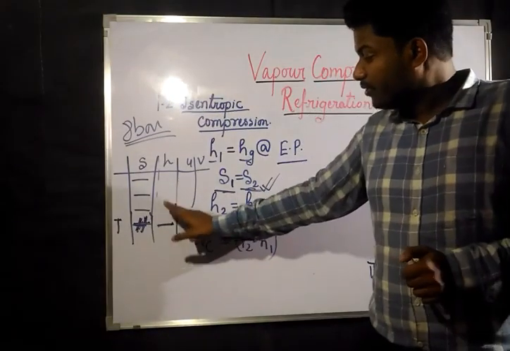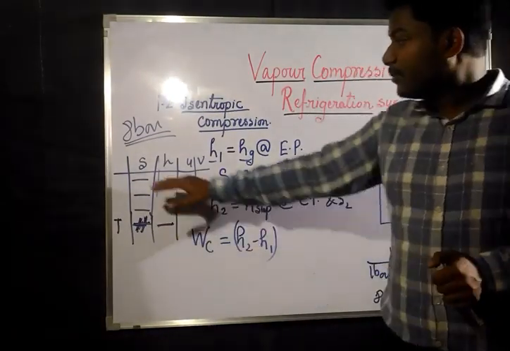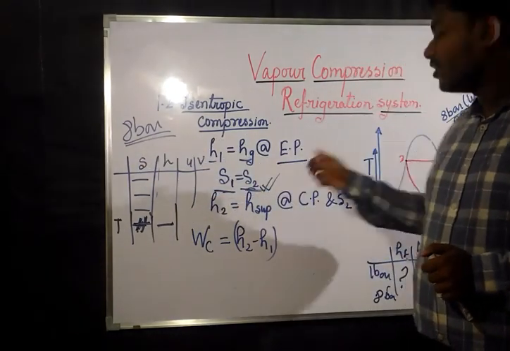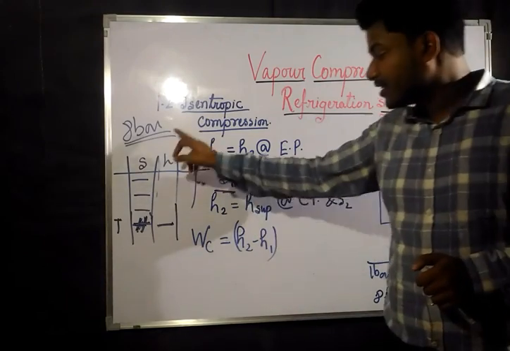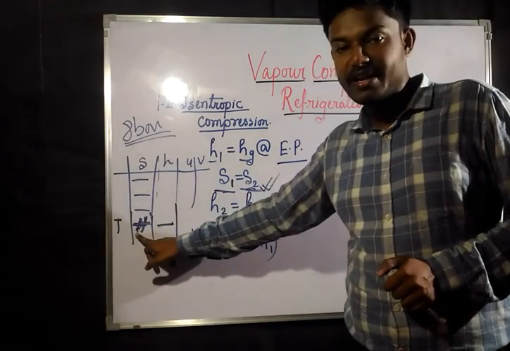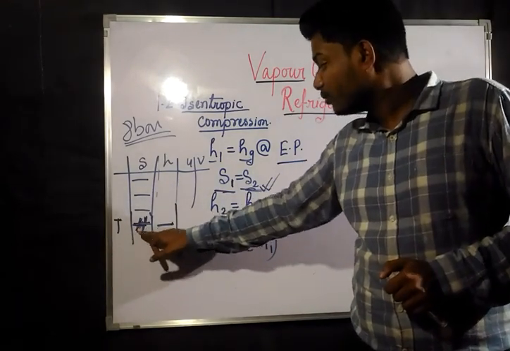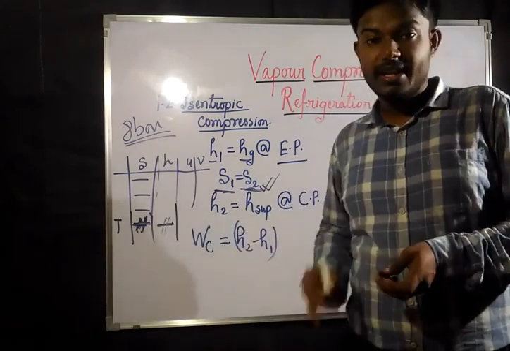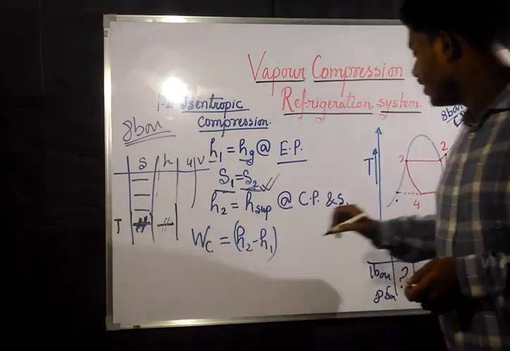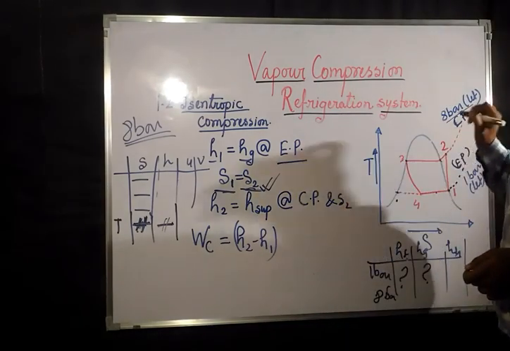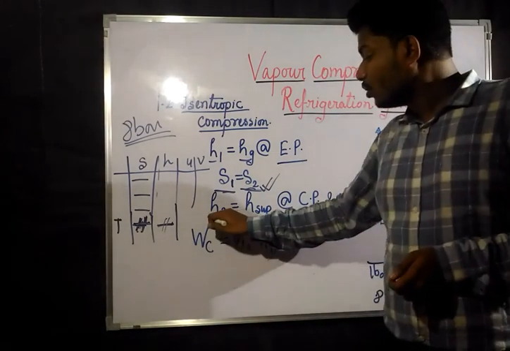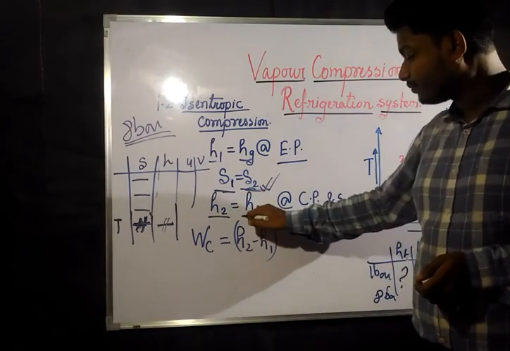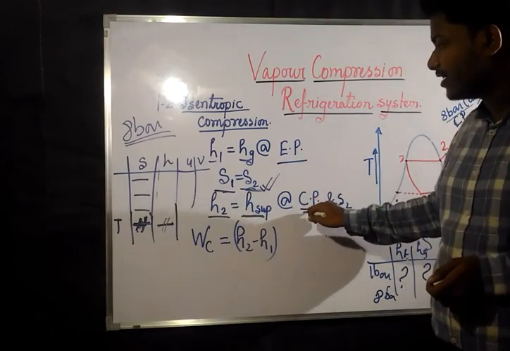That means in the steam table, going to 8 bar, you are going to search for the entropy value which you have found for point 2. After searching, you are going to find a value, and corresponding to this value there is going to be an enthalpy value also. That enthalpy value is going to be your enthalpy at point 2. So what is H2? H2 is nothing but the superheated enthalpy at the condenser pressure.